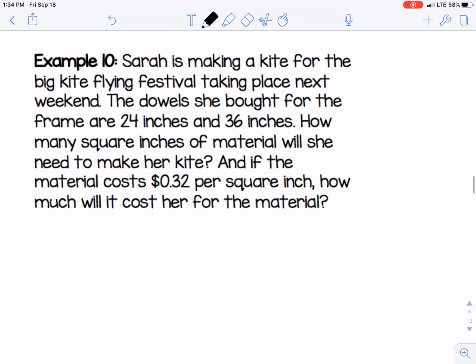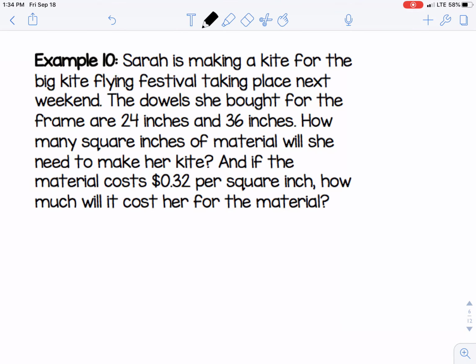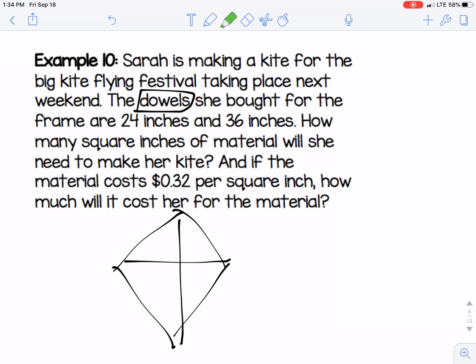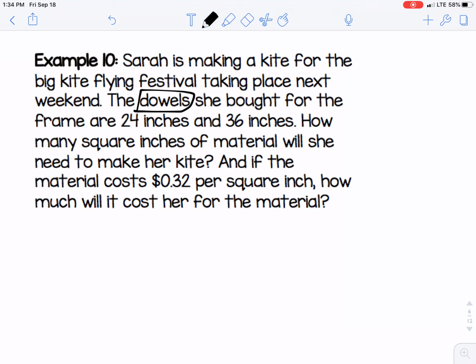All right, let's take a look at this question. Sarah's making a kite for the big kite flying festival taking place next weekend. The dowels she bought for the frame are 24 inches and 36 inches. How many square inches of material will she need to make her kite? Okay, well, let's answer that question first. How much material? Well, the dowels, this weird word dowels, that's the wood part that would make up the kite. So we have to find out basically the diagonals, and then it asks us to, yikes, I'm going to redraw that. That is not nice looking.